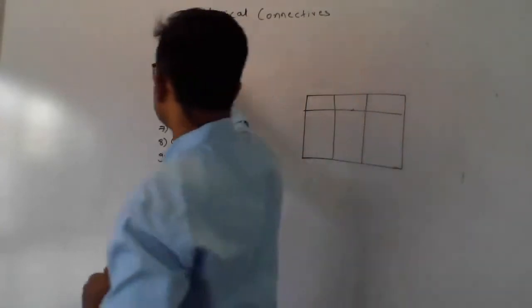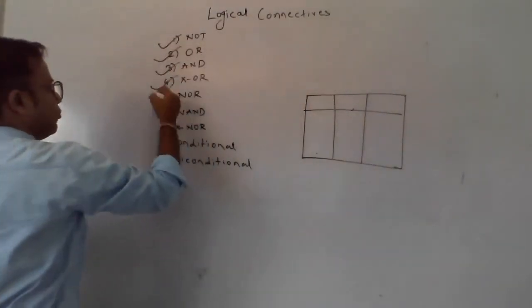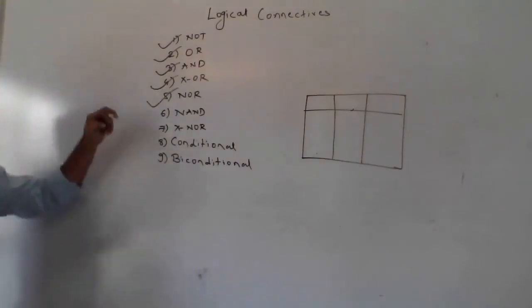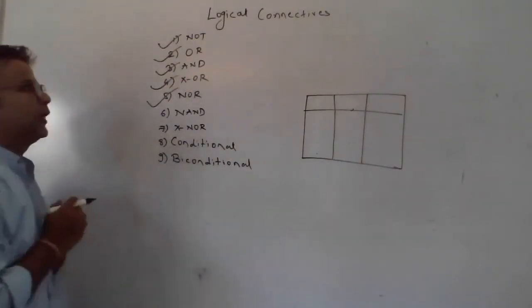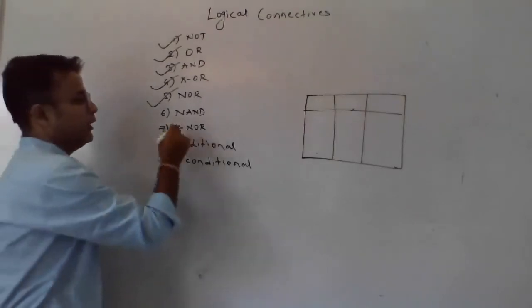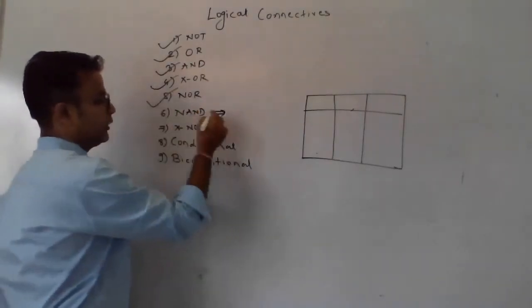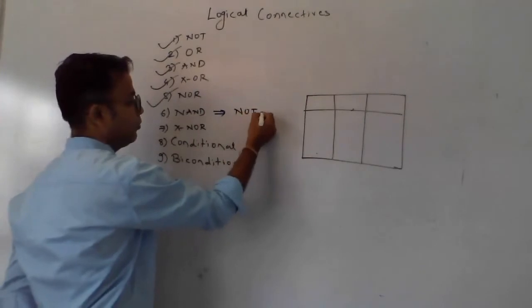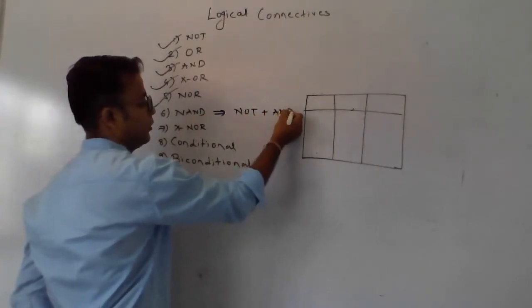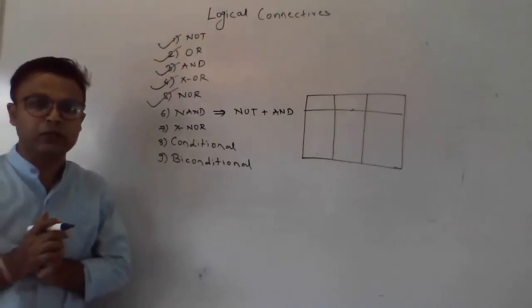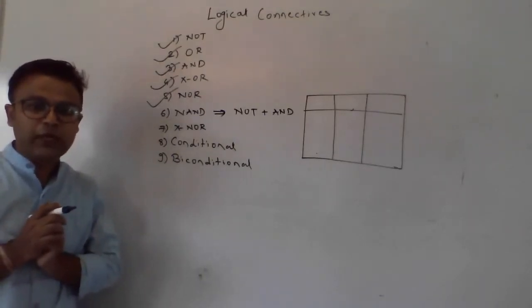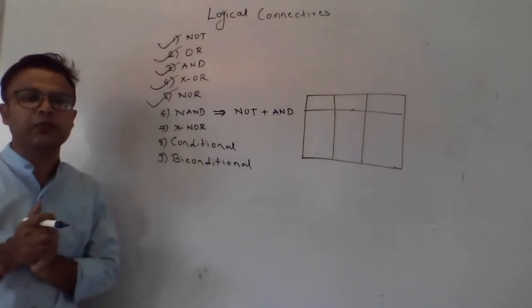So you can see here, these logical connectives have already been covered: NOT, OR, AND, XOR and NOR. So let's proceed towards NAND. The name itself implies NAND is nothing but NOT plus AND. It means that it is the negation of AND. So to find the truth table for NAND, you must know the truth table for AND.